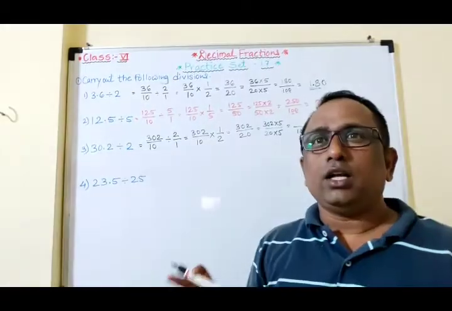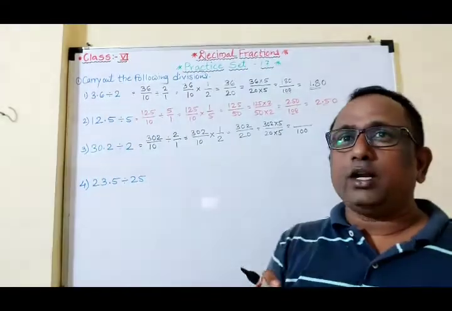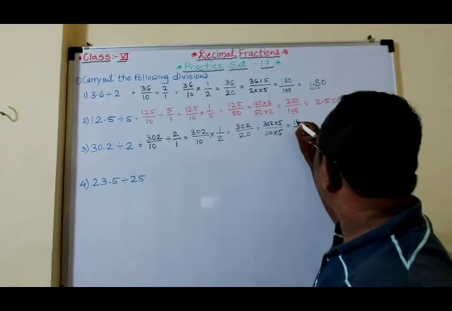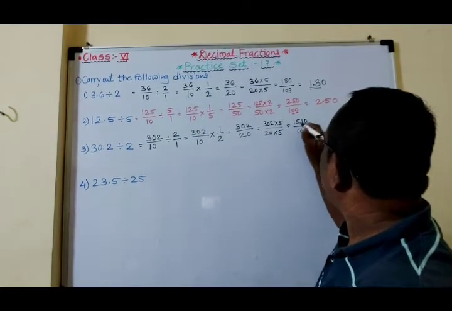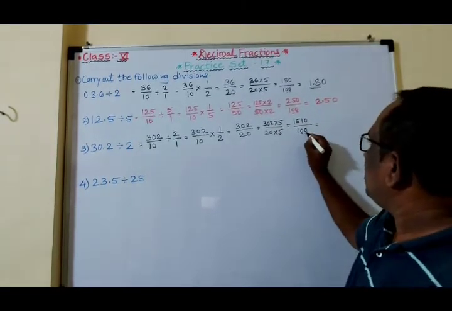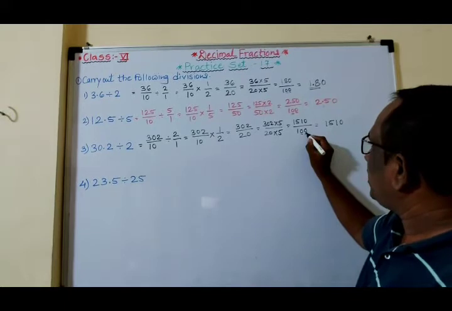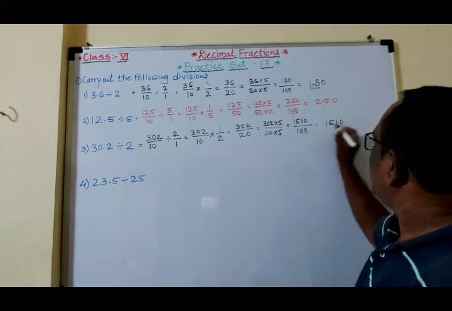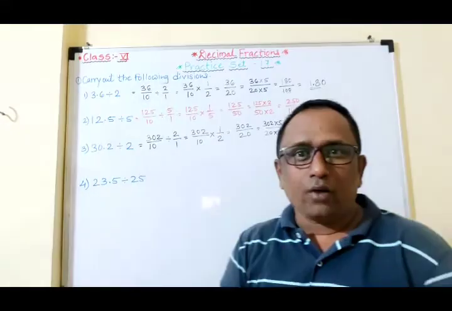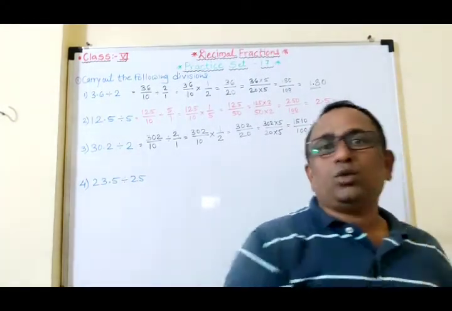Now 302 multiplied by 5, then the answer we got is 1510. Okay, now here we write the numerator. Now the denominator is 100, so with 2 zeros we have to leave 2 places and give the decimal point. So we got the answer 15.1 or 15.10. Okay, now we'll move to the last one.